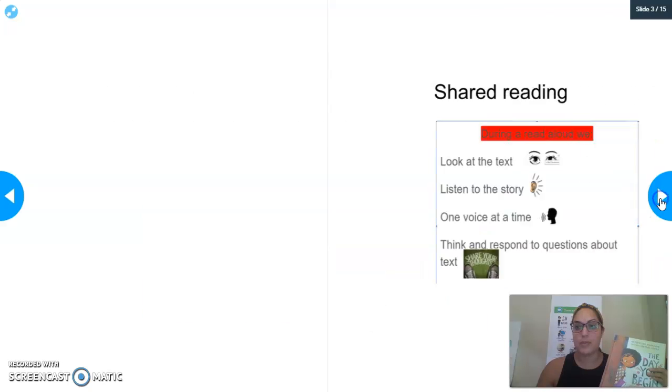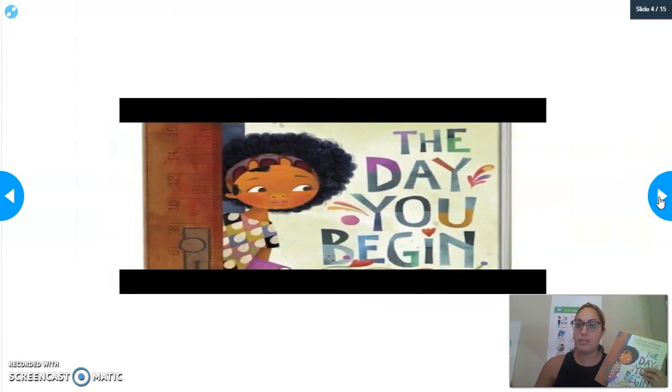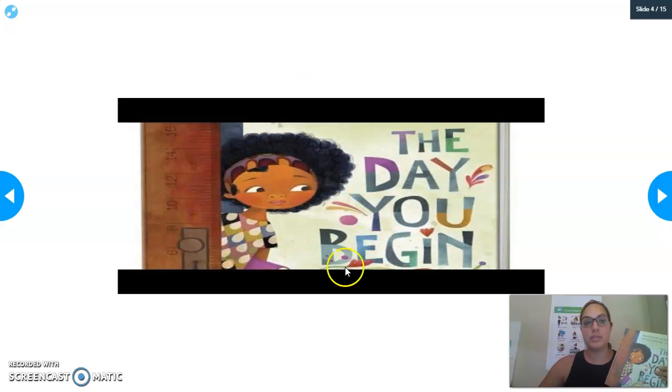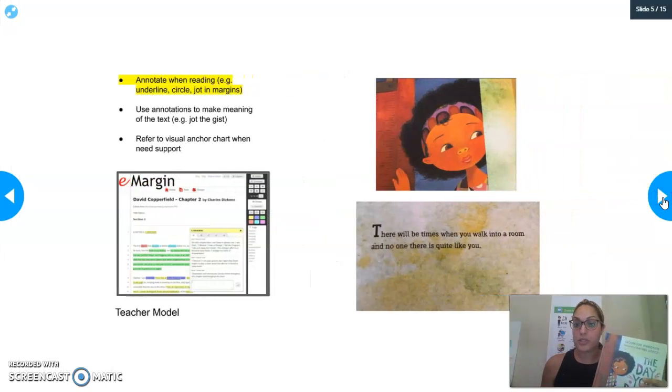While I am not able to read the story aloud to you, I want to share that during a read aloud, it is going to be important that you look at the text, you listen to the story, you read one voice at a time, and you think about questions and ideas about the text. And while we're thinking today, we're going to be annotating. So you're going to come to this slide, you're going to read the story, and then we're going to annotate some pages.